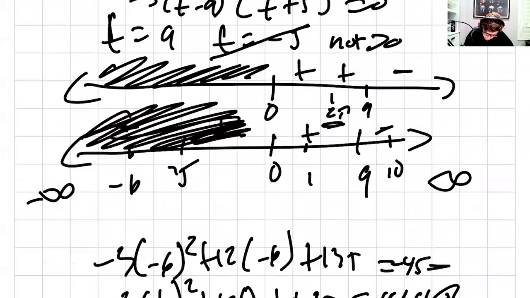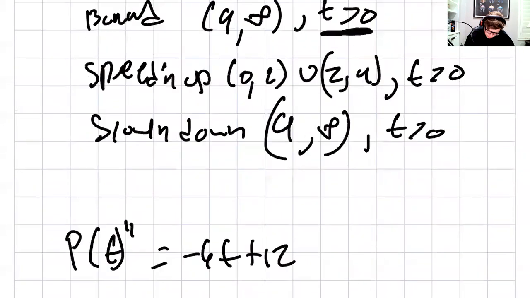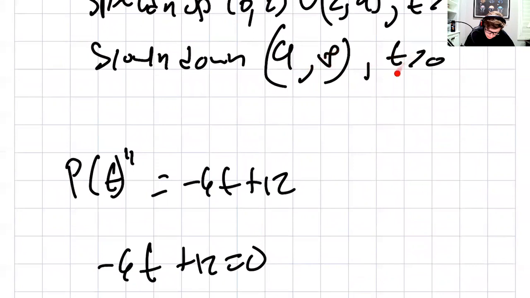And then slowing down is anything after 9, since on this number line, the signs are different on either side of the 9. This one's positive, this one's negative. That means that everything onward is slowing down. So that's why you have 9 to infinity, and once again, denoting that t is greater than 0.